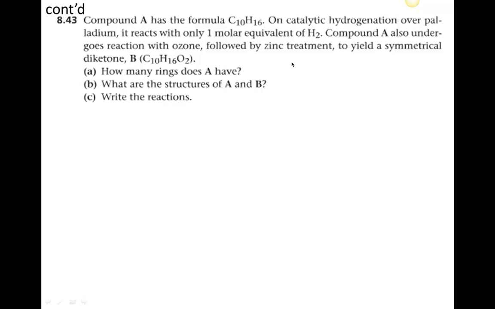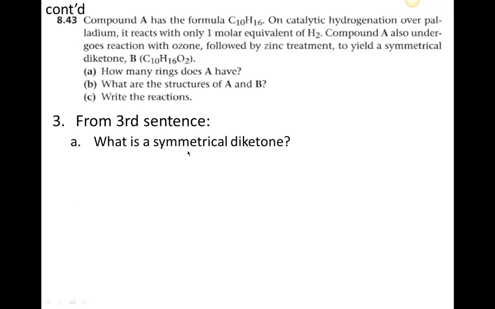So here's the problem again. Let's see what the next sentence says. It says compound A also undergoes reaction with ozone, followed by zinc treatment to yield a symmetrical diketone, and here's its formula. What is a symmetrical diketone? Well, it's got 2 carbonyls. That's what the diketone means. And it's symmetrical. Alright, what else do we know?